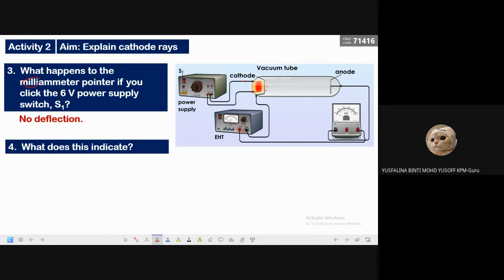Okay, so pointer, if you click the 6 volt power supply switch S1, that means no deflection. If you click the 6 volt power supply, so it means this one, there is no deflection. What does this indicate? It means no current flows, because even though the electrons are just being released, there is no movement. So no current flows.